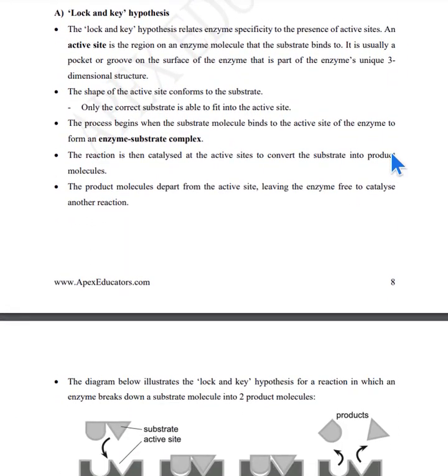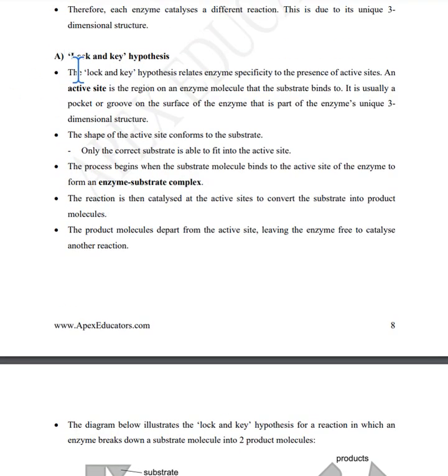Next one is this one, super important. This is the most important element of the whole enzymes chapter, your lock and key hypothesis. You need to know what the lock and key hypothesis is. So the lock and key hypothesis, what does it mean? It relates enzyme specificity to the presence of an active site.